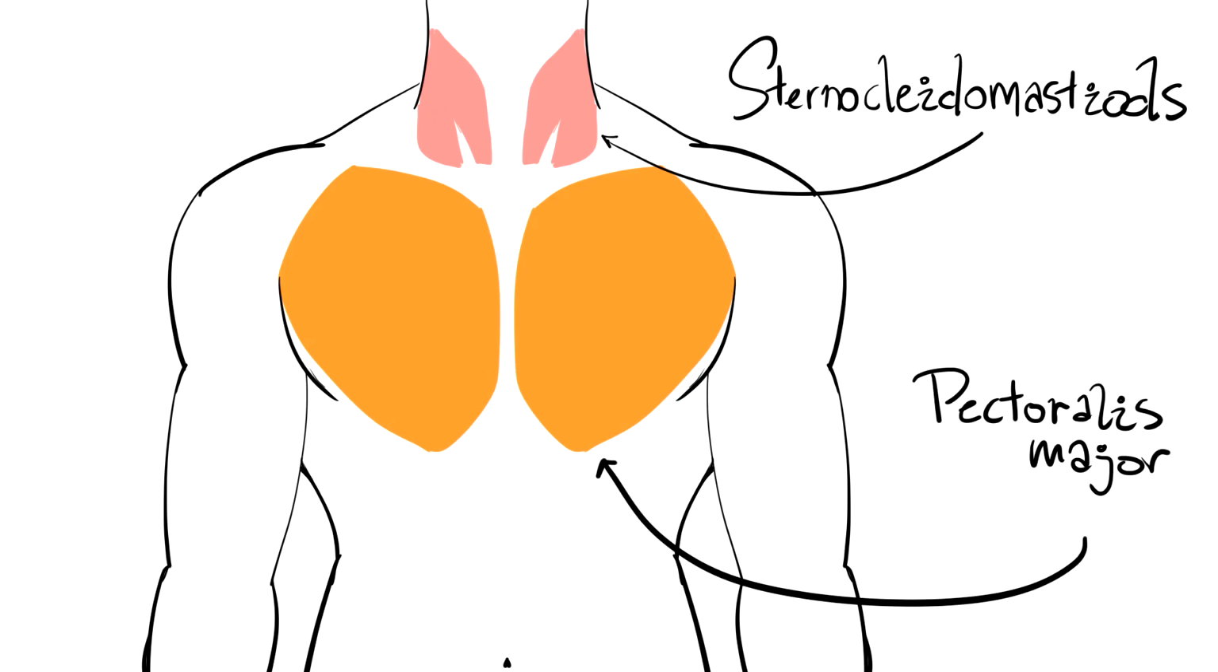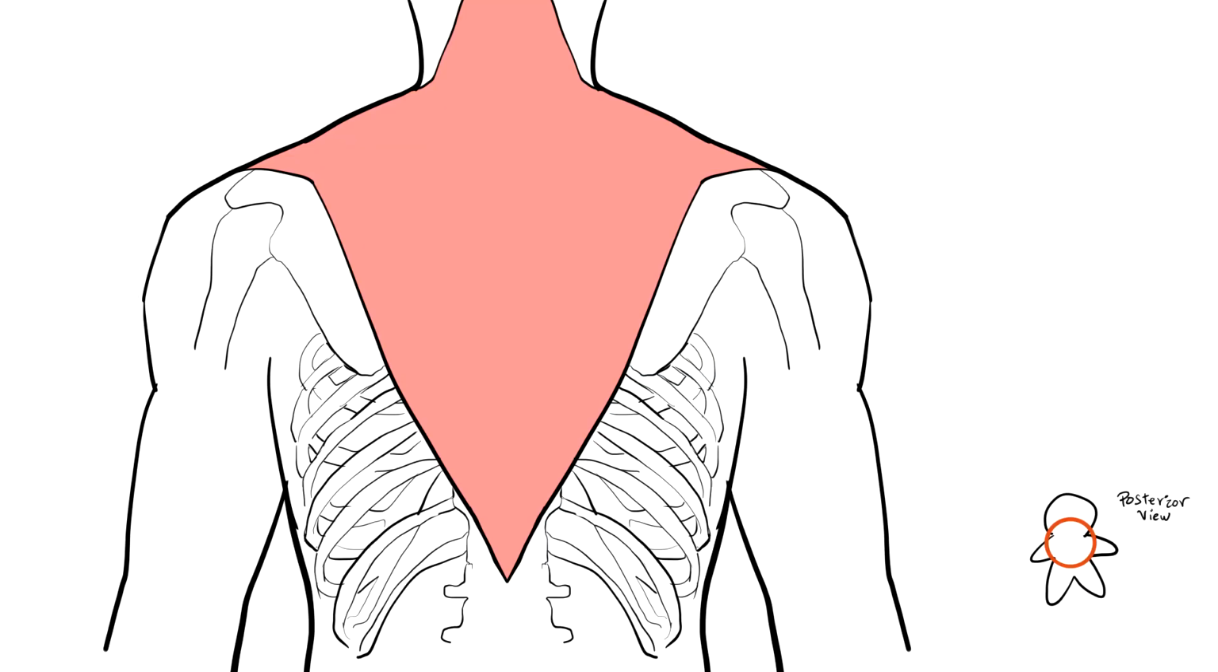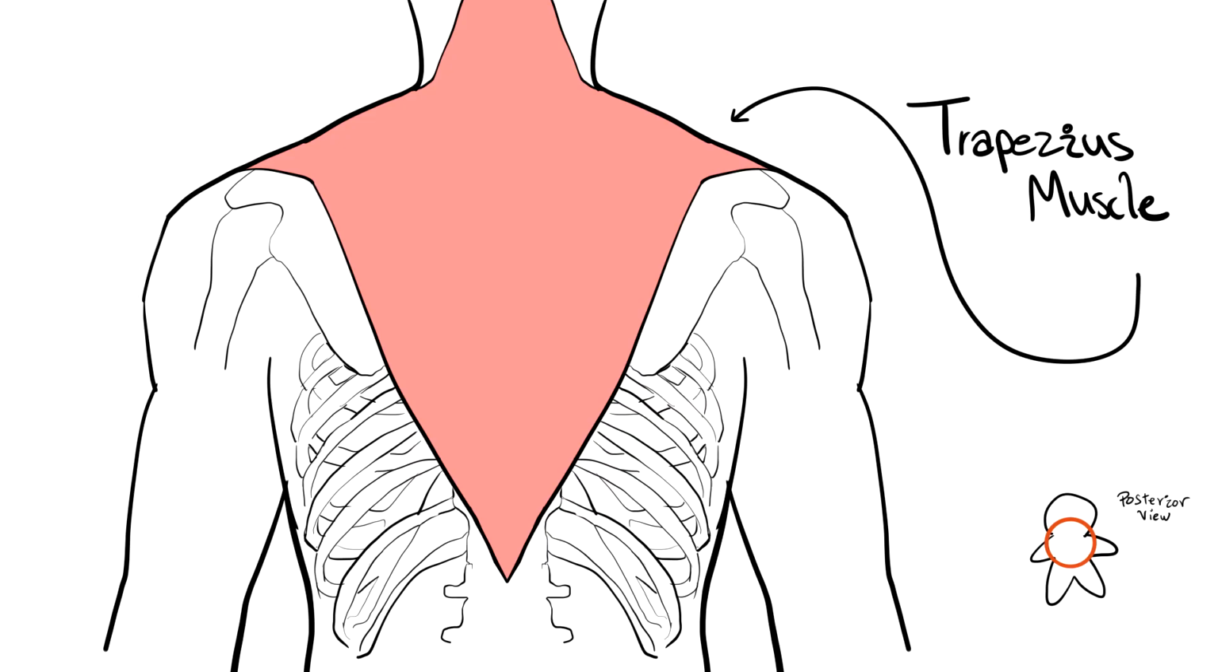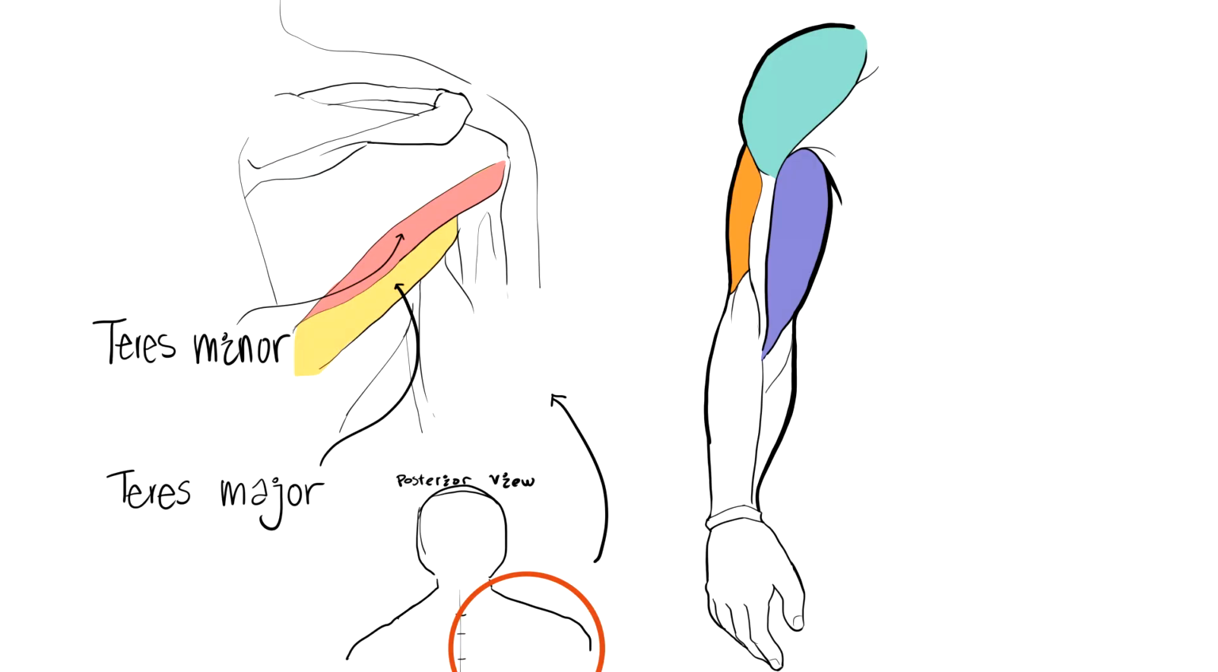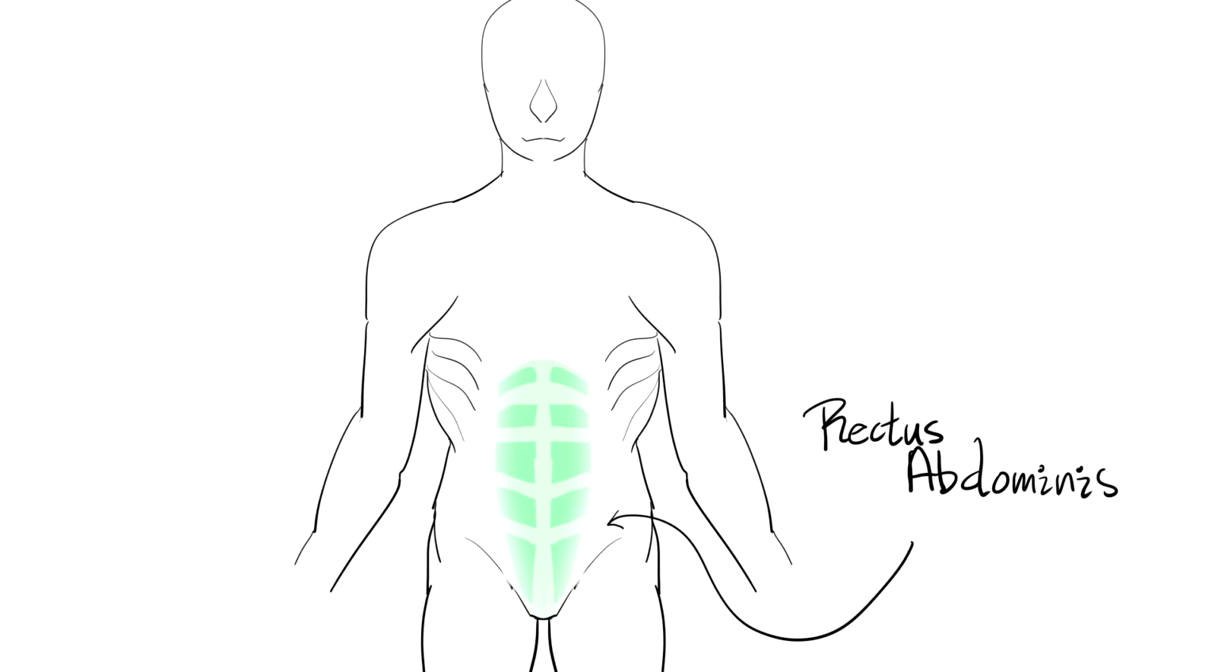These are the pectoralis major muscles. These are the trapezius muscles. Here is the teres minor and the teres major. This is the deltoid. These are the bicep brachii and the triceps brachii. Here is the rectus abdominis.